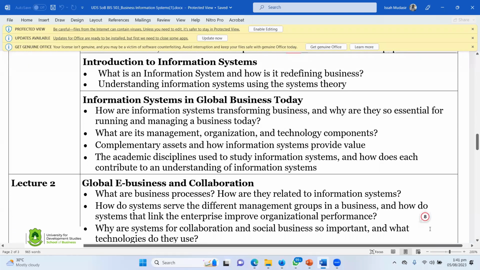And we will try to understand how information systems is transforming business and why they are so important for running and managing businesses today. We will also look at some perspectives of information systems in terms of the management perspective, the organizational perspective, and the technology perspective.